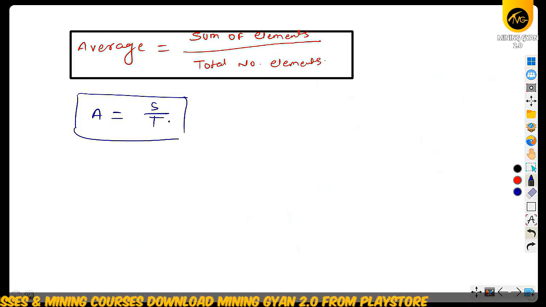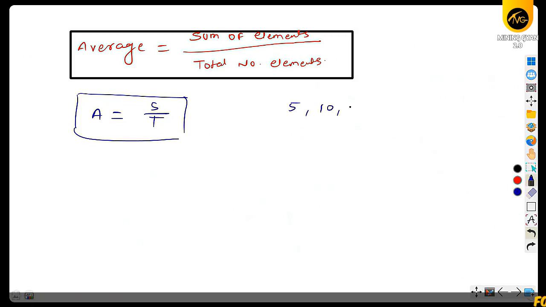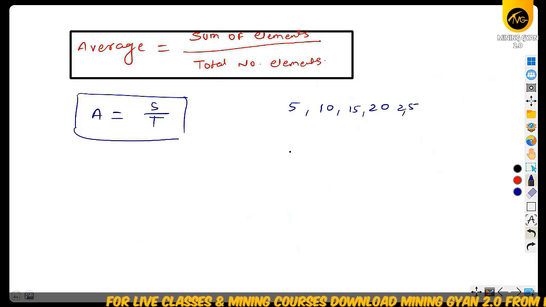That is, how many elements we are using and what is the sum of those elements. So sum divided by total number of elements. For example, if you have numbers like 5, 10, 15, 20, 25, and we have to find out the average of these numbers, then you should use this formula.